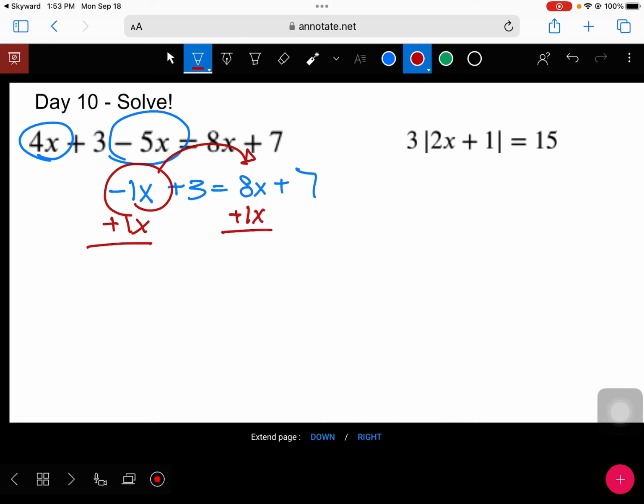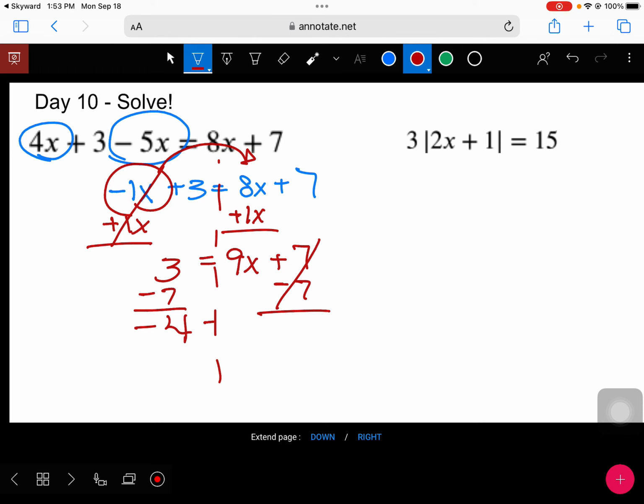Plus 1x on the opposite side of the equation. Those cancel out. 3 is equal to 9x plus 7. Get your numbers on the other side. Minus 7, minus 7. Negative 4 is equal to 9x.